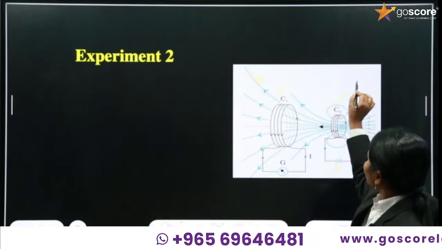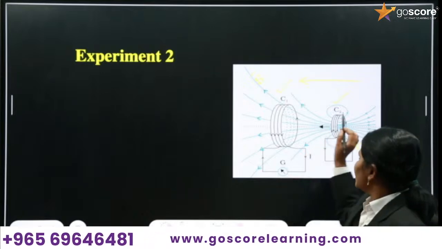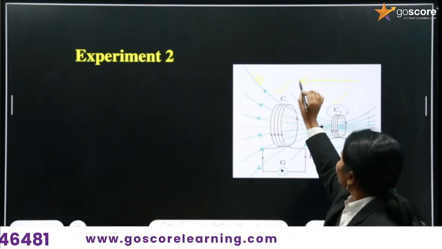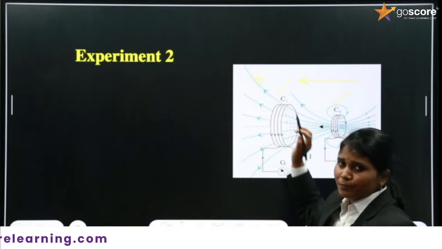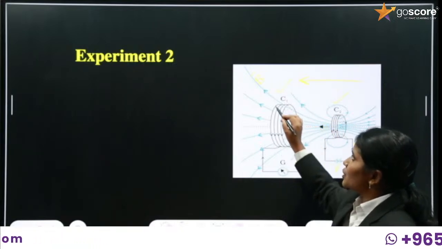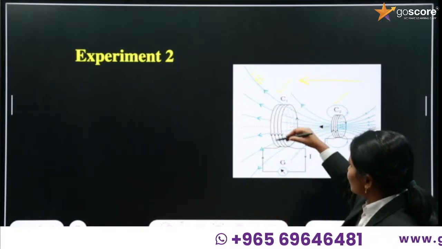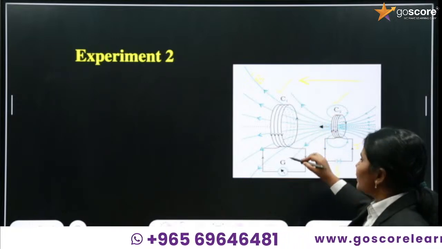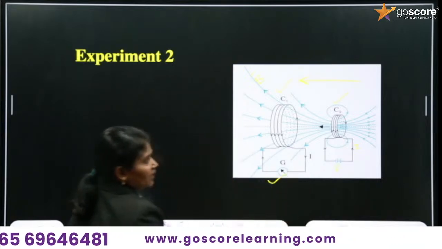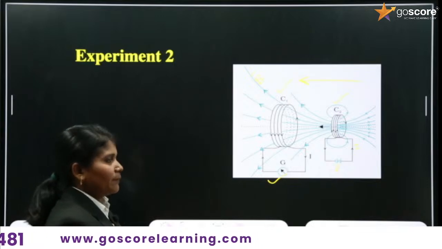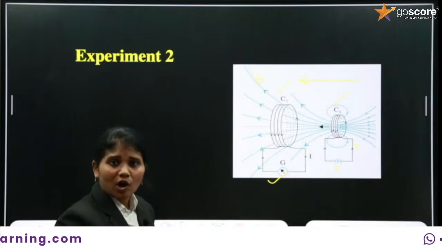When the current carrying coil C2 is near C1, magnetic field lines are produced from the C2 coil. Those magnetic field lines pass through the current carrying coil C1. When the magnetic field lines pass through C1, the galvanometer is deflecting. In both experiment 1 and experiment 2, the magnetic field lines pass through the coil.